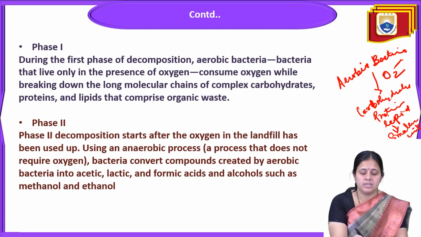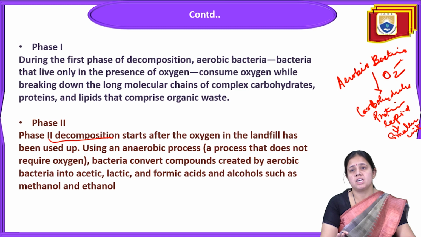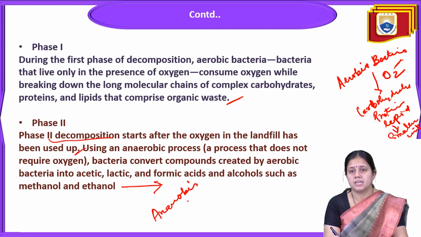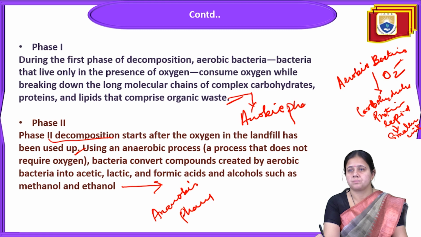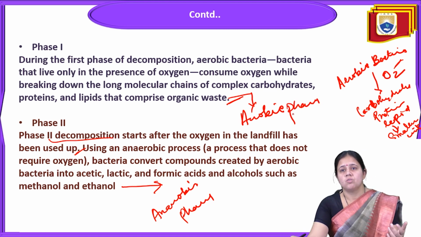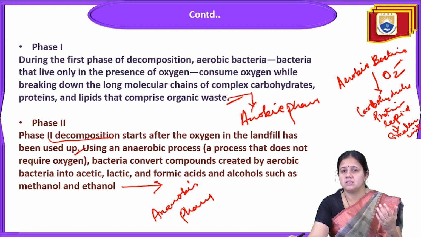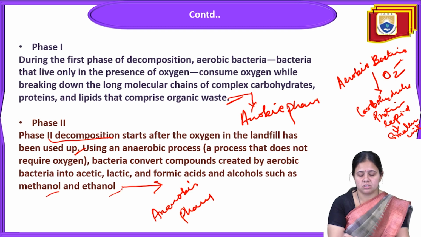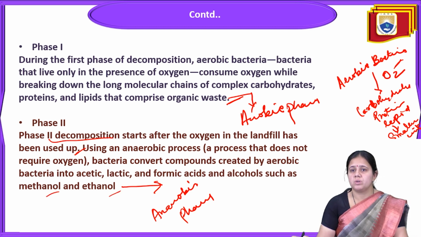Next, phase 2, decomposition. Phase 2 starts after the oxygen in the landfill has been used up, when the whole oxygen has been used up in phase 1. So this will be the anaerobic phase, and phase 1 was the aerobic phase. It is the anaerobic process that does not require oxygen. Bacteria convert the compounds created by aerobic bacteria into acetic acid, lactic acid and formic acid, and alcohols such as methanol and ethanol. So phase 1 is the aerobic phase, phase 2 is the anaerobic phase.